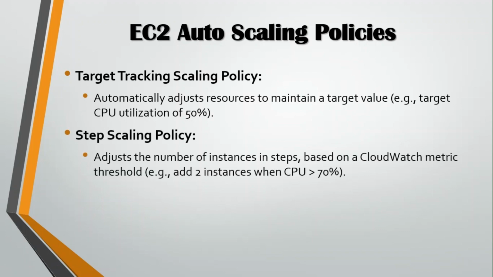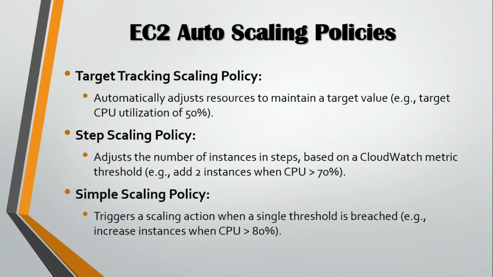Second one, step scaling policy. This policy lets you scale based on different thresholds. For example, if CPU exceeds 70%, you can add two instances, and if CPU exceeds 80%, you add four more. Next one is simple scaling policy.